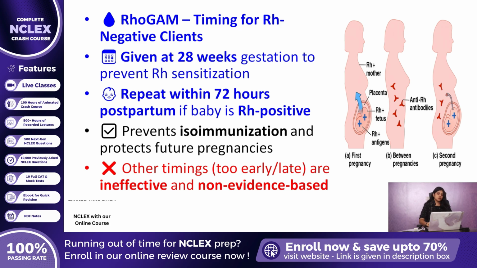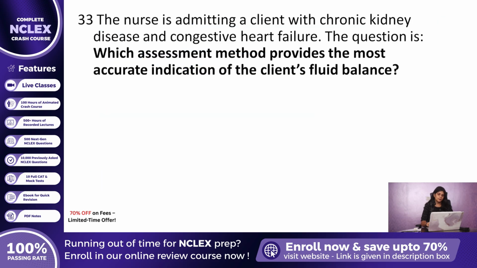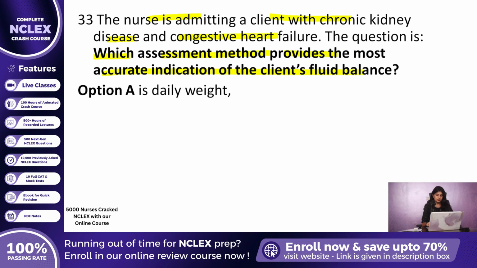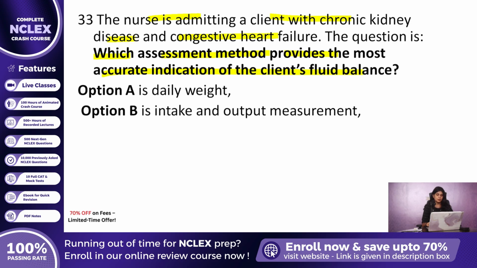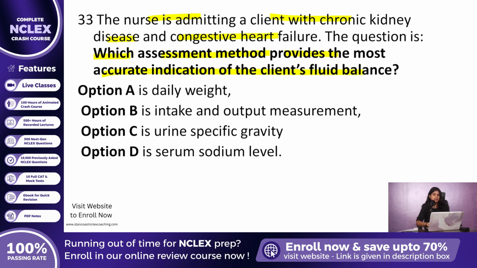Now, let us go to question 33, which focuses on fluid balance assessment in chronic disease. The nurse is admitting a client with chronic kidney disease and congestive heart failure. The question is, which assessment method provides the most accurate indication of the client's fluid balance? Here are the options. Option A is daily weight, option B is intake and output measurement, option C is urine-specific gravity, and option D is serum sodium level. The correct answer is option A, daily weight.